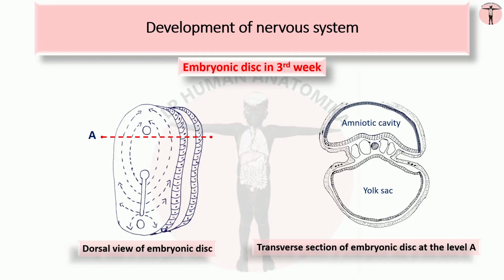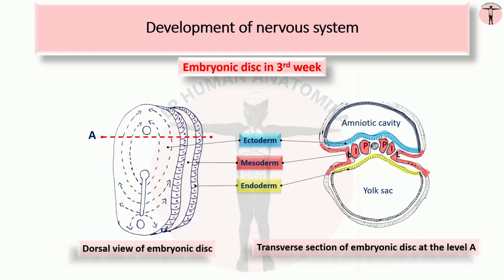By the third week of embryonic development, the three definitive primary germ layers are formed in the embryonic plate or the disc through the process of gastrulation. From dorsal to ventral surface of the embryonic disc, the three germ layers are ectoderm, mesoderm, and endoderm. Of these three, only ectoderm will take part in the development of nervous system.